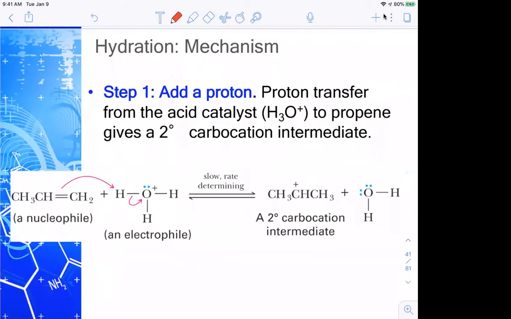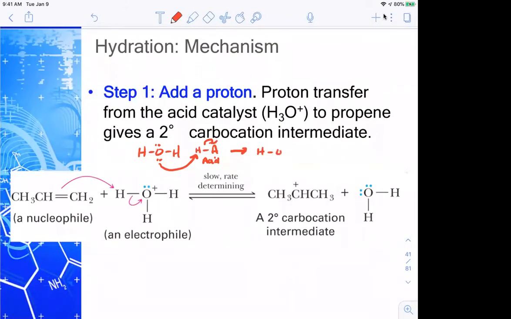The first step is to add a proton. But let me show you what happens first. So water is present, and water is actually going to protonate using the acid. So this is whatever acid is there. Now remember, water can be protonated. It can act as a base, which it's doing right here.